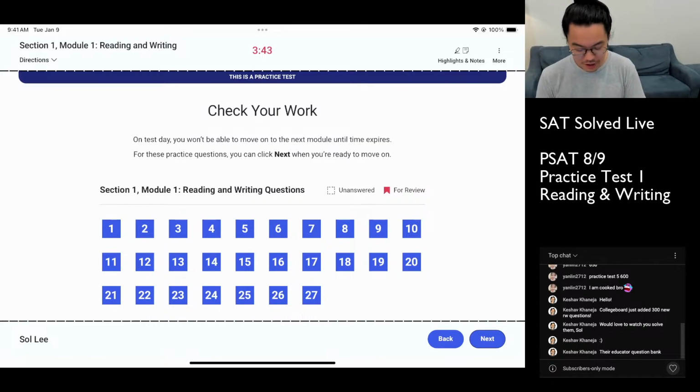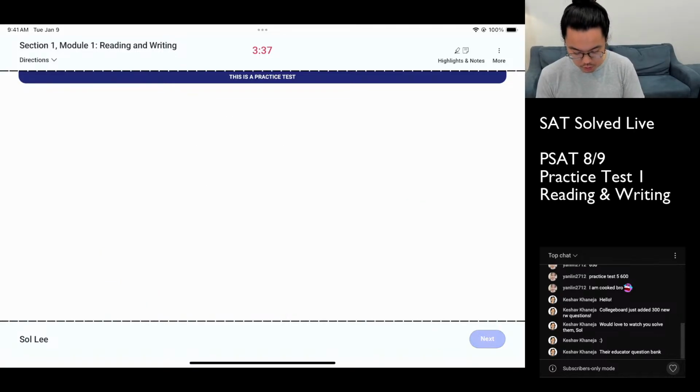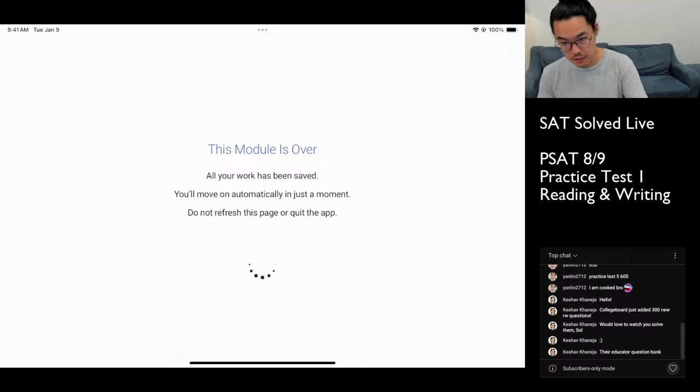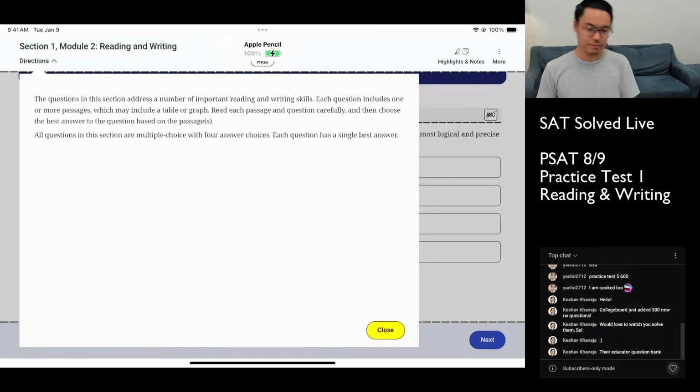Anyway. All right. So that is module 1. I'm going to be a little bit quieter during module 2. I'm just going to solve them. Let's go. Let's finish this baby. Here we go.